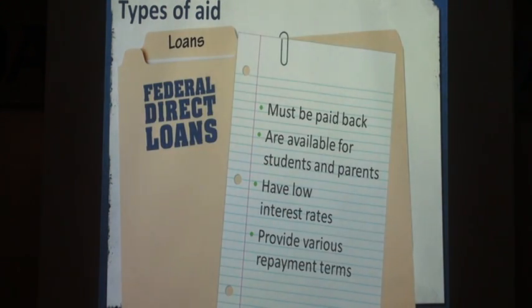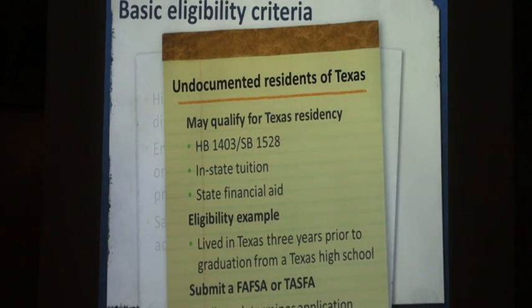Loans have to be paid back. They're available for students and parents. Usually they have a low interest rate, and they provide various repayment terms. You've got to meet some basic eligibility criteria. Undocumented residents of Texas can qualify under House Bill 1403 or Senate Bill 1528 for in-state tuition and state financial aid.